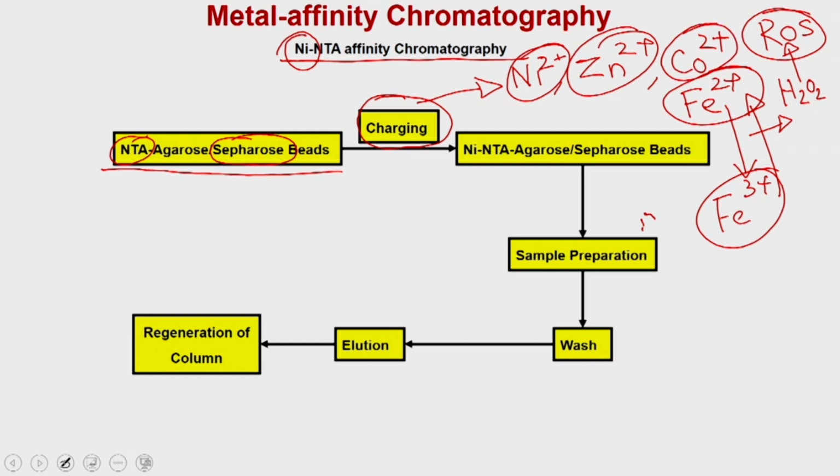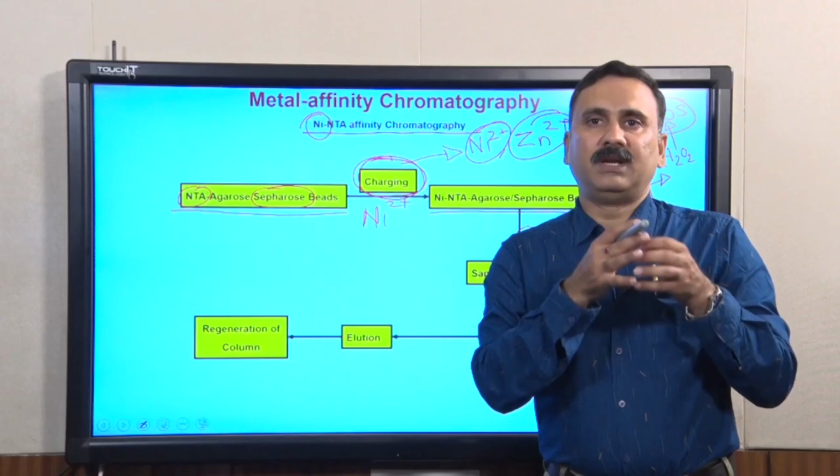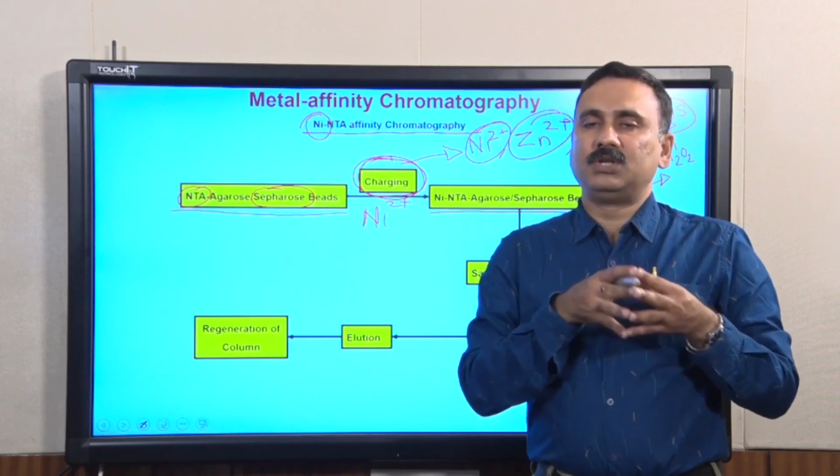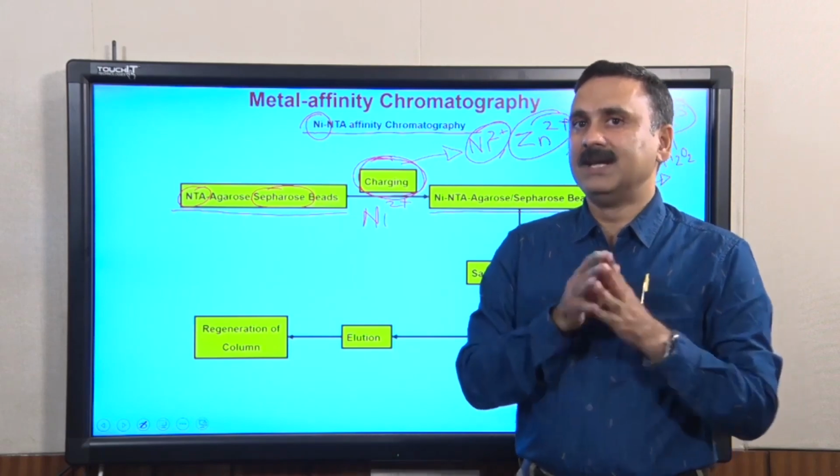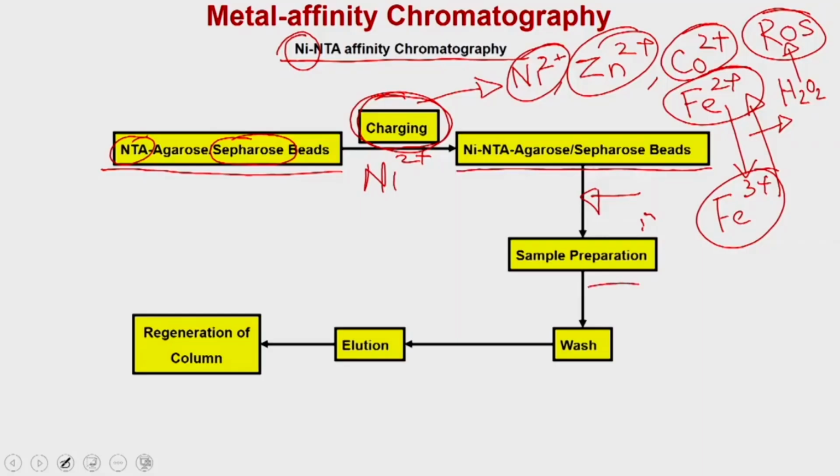So, the first step is that you bought the column which is present as NTA agarose or sepharose beads. Then you are going to do the charging. You can use either of these transition metal salts. Suppose we have done it with nickel, then you are going to get the nickel NTA agarose or sepharose beads. Then you are going to apply the sample. The sample preparation is very simple. You have to filter the sample so that there is no particulate matter, so that the column does not get clogged or the column's flow rate is not compromised, and then it is going to bind to the matrix.